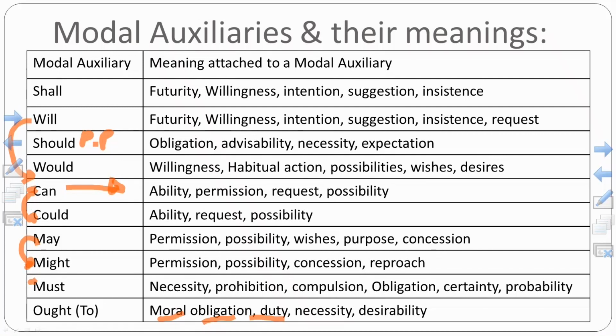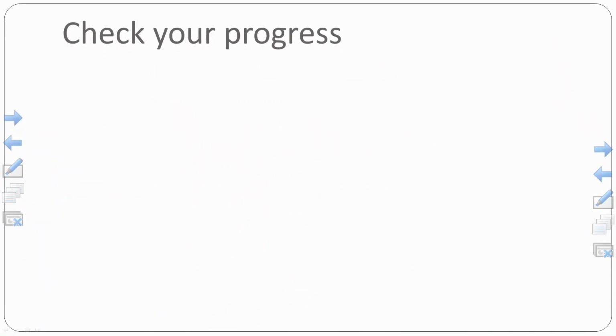So these are some examples of modal auxiliaries with their particular meaning and how they can be used in what kind of situations. Now, at the end we will end this topic with how we can use all these auxiliaries in a particular sentence. Now let's have some exercise.